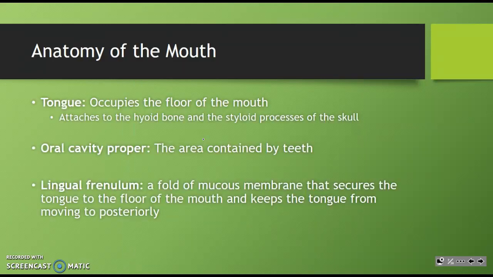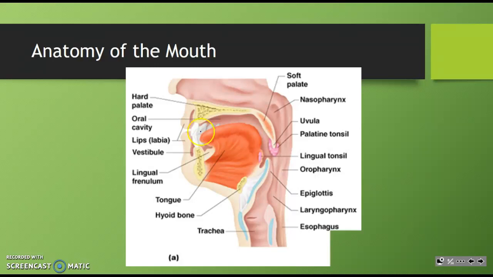All right, then you have the tongue, which is going to occupy the floor of the mouth, and then the oral cavity proper is going to be anything that's contained by the teeth. And then if you take your tongue and push down on the floor of your mouth, you're going to see that there's a fold of skin there. That's called the lingual frenulum, and this actually helps keep you from swallowing your tongue. That's impossible. You hear that rumor sometimes about people swallowing their tongue. You can't swallow your tongue. Okay, so the tongue would be in here. The lingual frenulum is going to be below it, so it keeps it from moving posteriorly.